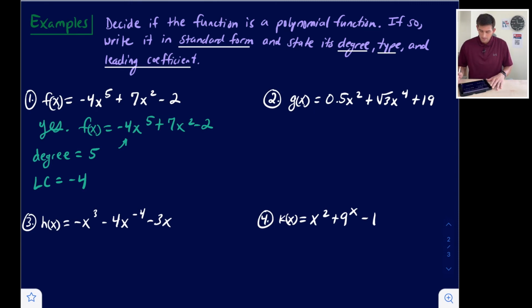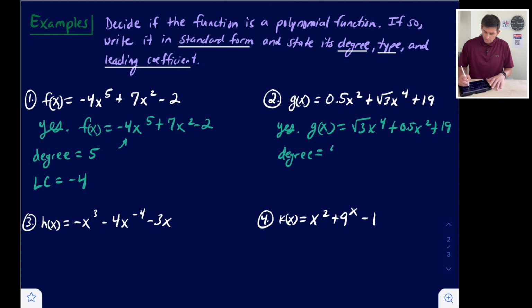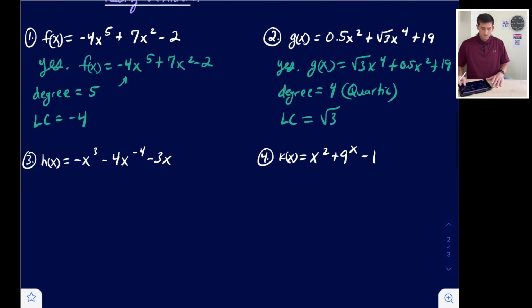That's okay. And now let's go ahead and say, yes, this is a polynomial function, and we are going to have to rearrange our terms here to make sure it's in standard form. So we're going to go ahead and write square root of 3 x to the 4th plus 0.5x squared plus 19. So our degree here is going to be 4. So this would be a quartic function. Put that in parentheses there. And our leading coefficient would be the square root of 3.